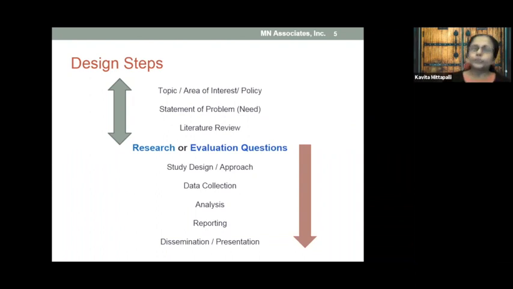Now, how do you actually learn if that problem really exists or not? It's not coming out of thin air, but there is some research that ought to be there, which has already generated this kind of topic of interest. That's where you conduct a lit review.